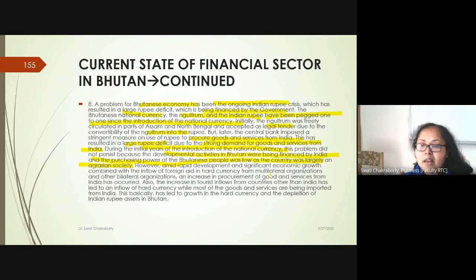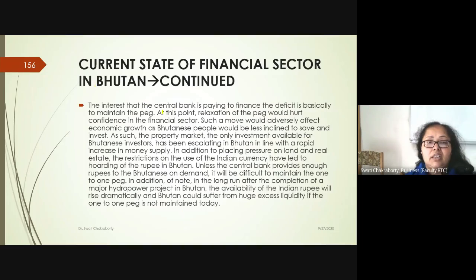But today, with rapid development and significant economic growth, along with the inflow of foreign aid in hard currency from multilateral organizations and other bilateral organizations, there has been an increase in the procurement of goods and services from India. Also, the increase in tourist inflows from countries other than India has led to an inflow of hard currency, while most of the goods and services are being imported from India, which has led to the growth in hard currency and the depletion of Indian currency assets in Bhutan. The interest that the central bank is paying to finance the deficit is basically to maintain the peg.